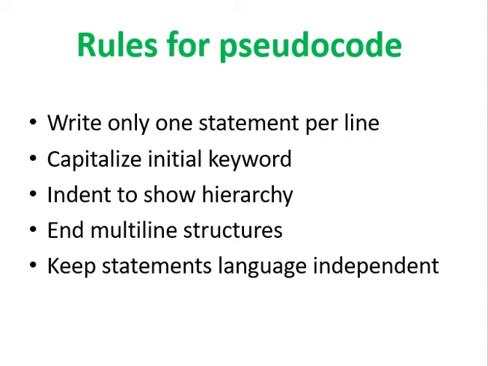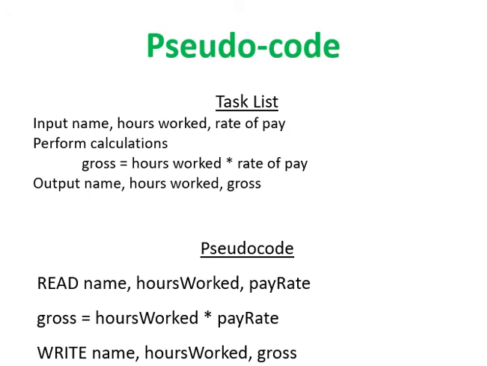Okay, so now we will see how to write the pseudocode. Task list: what is the task list? Input name, hours worked, rate of pay. Then we perform the calculation, and after the calculation, gross equals hours worked times rate of pay. Then output the name, hours worked, and gross, the result that we find here.